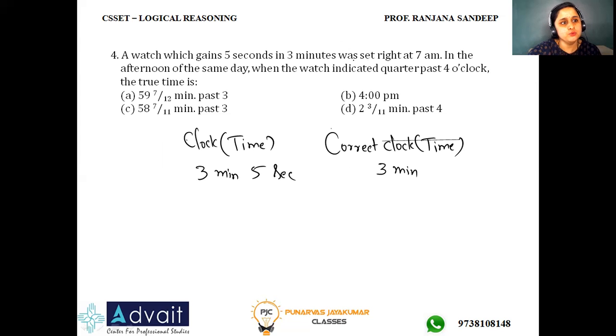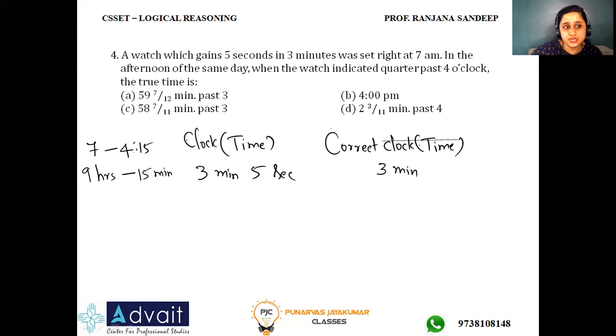So now, was set right at 7 a.m., and in the afternoon of the same day when the watch indicated quarter past 4 o'clock. So 7, this is the initial time. What is the final time? It is 4:15, quarter past 4. So when I say 7 to 4:15, calculate hours. 7, 8, 9, 10, 11, 12, 1, 2, 3. So it is 9 hours 15 minutes, correct? So it's 9 hours 15 minutes.